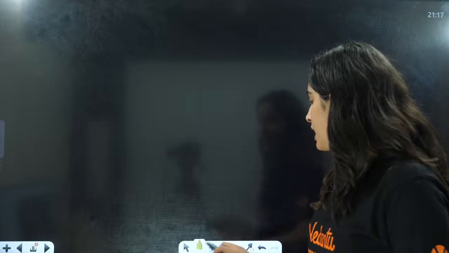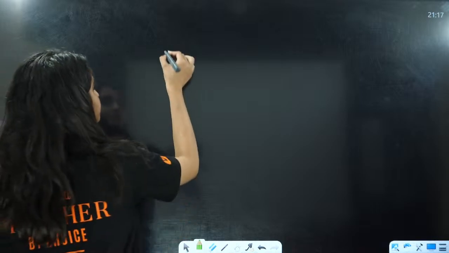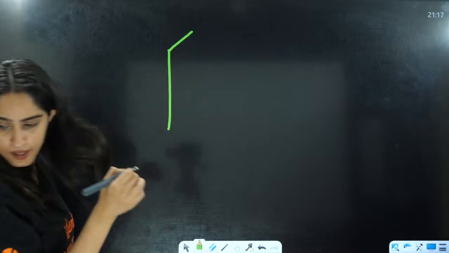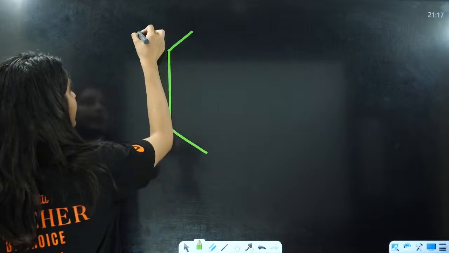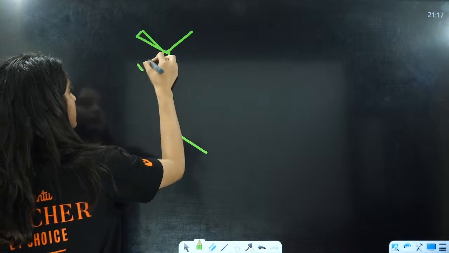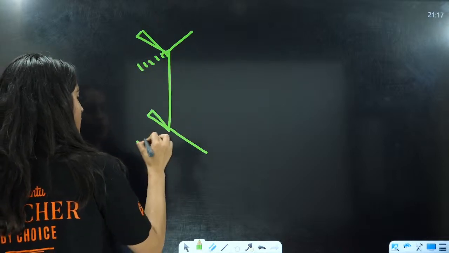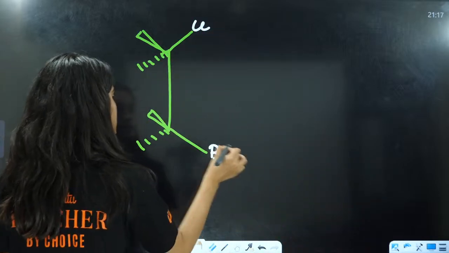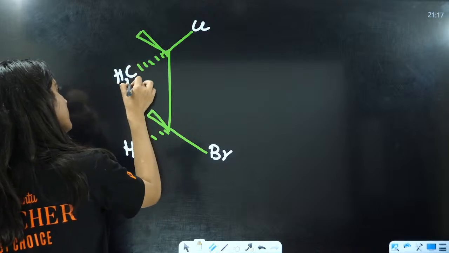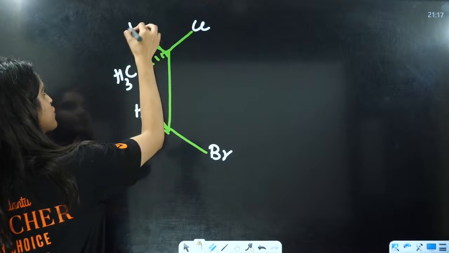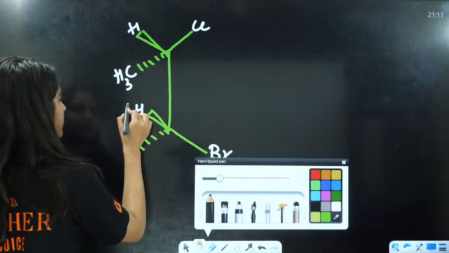Okay, so now let us talk about another thing here. Just define this thing, then we shall move ahead with conformations. I have one more example for you. For example, I have something like this. This is chlorine, this is bromine, this is H, this is CH3, this is H, this is H. Or you can write it here CH3.